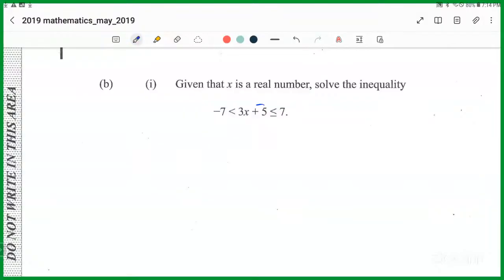So the first thing you want to do is get rid of this 5. Still an inequality. Still, if you multiply or divide with a negative number, these signs have to be reversed. Alright? So you're transposing everything away from this 3. So the first thing we're going to move is this 5.